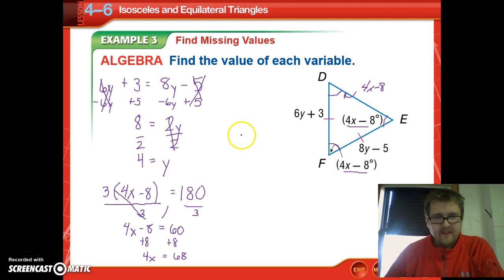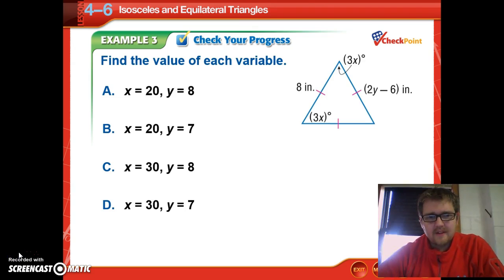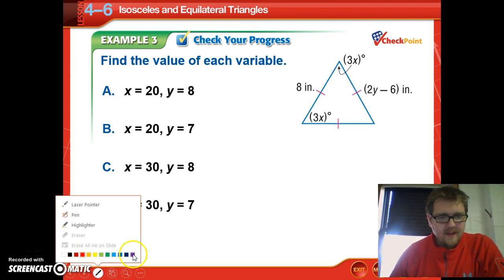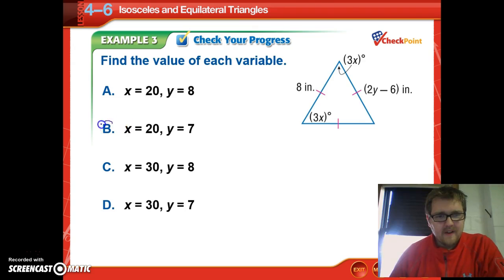Alright, so go ahead and answer the question, finding the value of each variable in the same way. I chose B because it is an equilateral triangle. It has to be 60. 3 times 20 is 60, so it has to either be A or B. Then when we see that these two sides are equal, 8 is equal to 2y minus 6. So 2y has to eventually equal 14, which makes y 7.